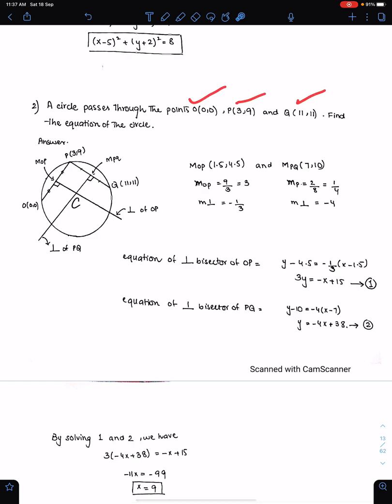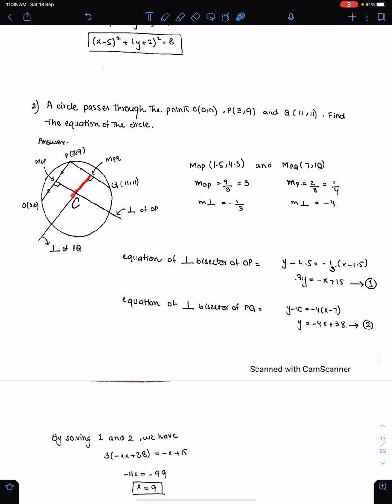We have 3 points. So we can draw any 2 chords: OP, PQ or OQ, any 2 chords. So first draw any 2 chords and then draw their perpendicular bisectors and find the equations of these 2 bisectors. To find the equation of this bisector, we first need the midpoint of this chord OP, which is this. And then we need the gradient of OP, which is 3, and the gradient of the bisector will be minus 1 upon 3, the negative reciprocal of this gradient. Now we can easily get the equation of this bisector. We have the gradient, we have the point. This is the way to get the equation of this bisector.